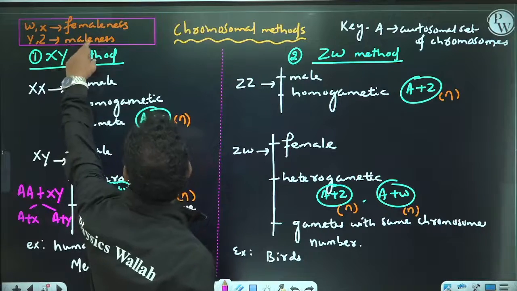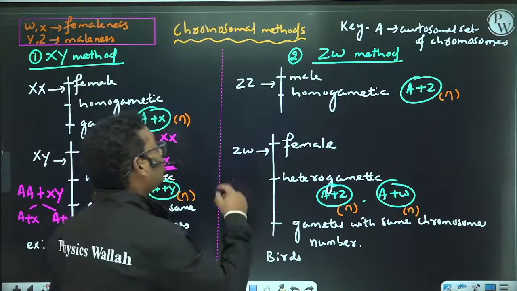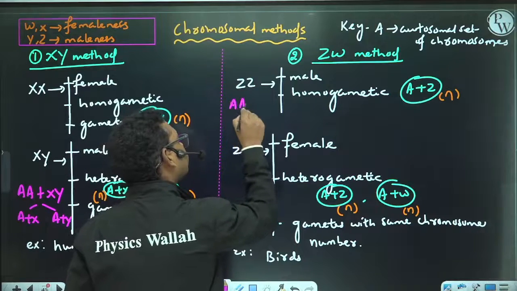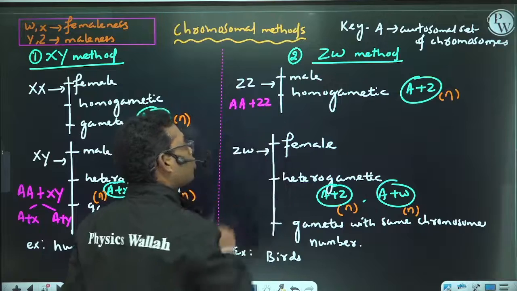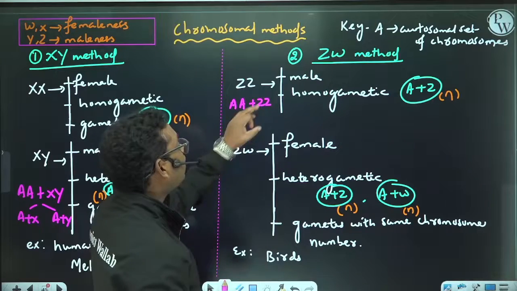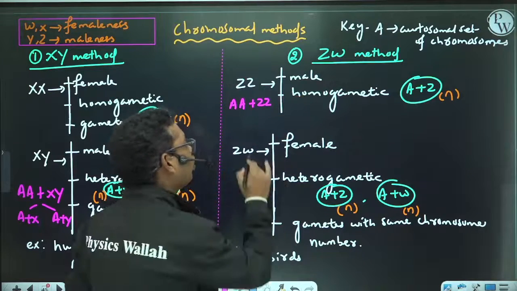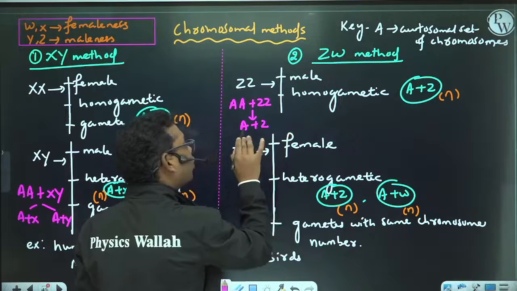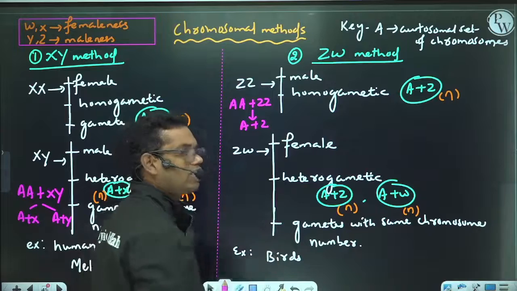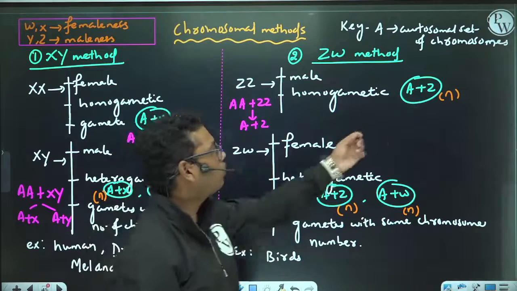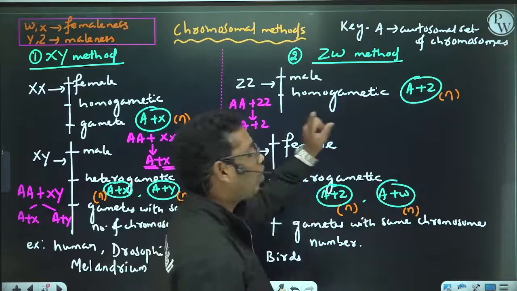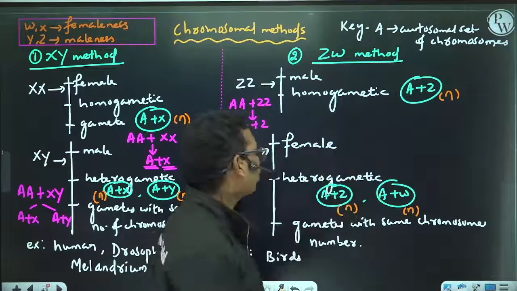Z is responsible for maleness. If the individual is having 2 autosomal sets and 2 Z chromosomes, then the individual will be male and it will produce only one type of gamete, and that gamete will be having 1 autosomal set and 1 Z chromosome. This will be haploid, and because this is producing one type of gamete, this will be homogametic.